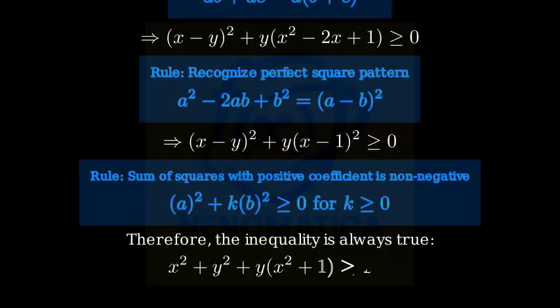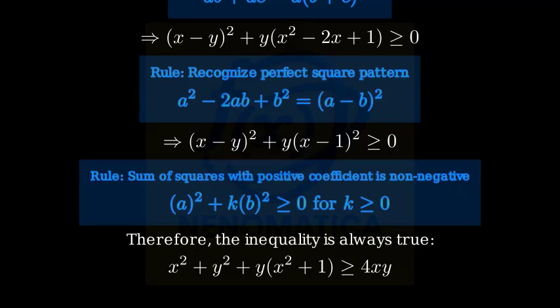Therefore, our original inequality, x² + y(x² + 1) ≥ 4xy, always holds. The equality holds when both x - y and x - 1 are 0, which happens when x = y = 1.